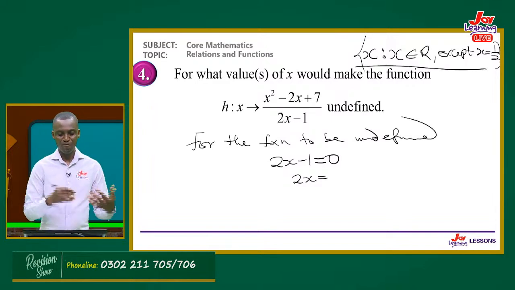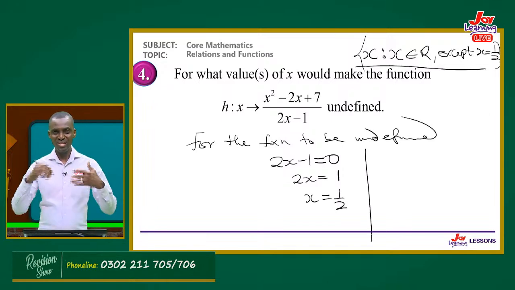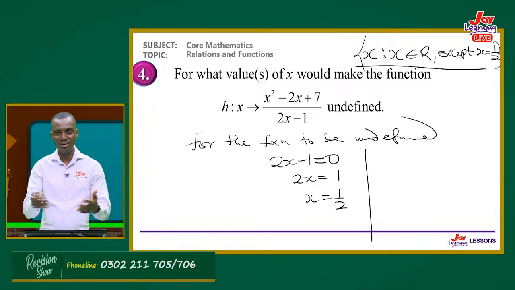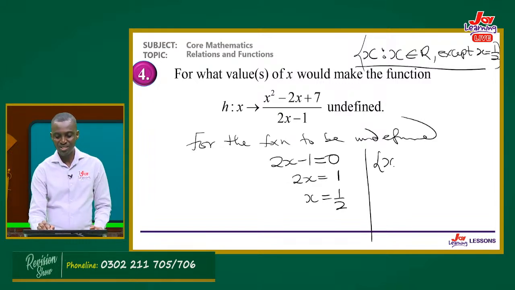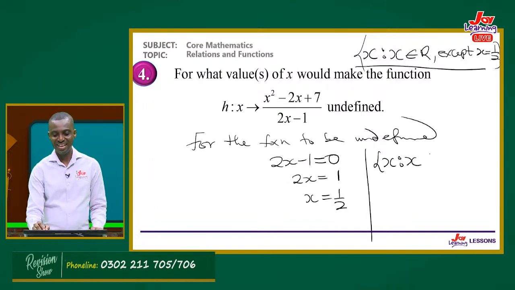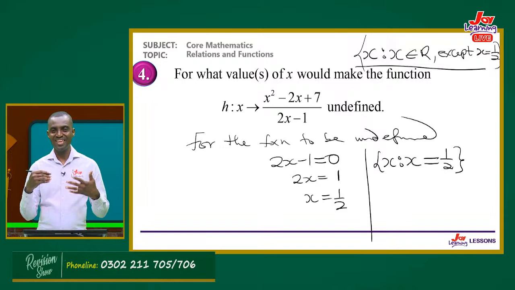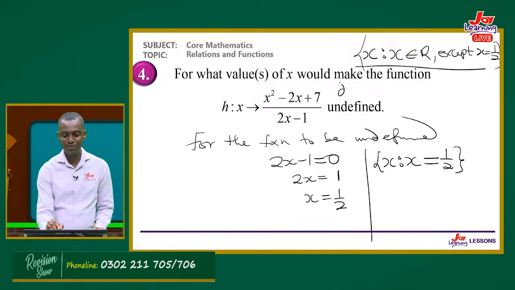Then we are saying for the function to be undefined, this must be equal to 0. So we make x the subject and we have x equal to half. Now this half makes the function undefined. So if I say find the element that will make it undefined, then we are going to say x such that x is equal to half. This is what will make it undefined. What they came up with is correct if the question had said defined.